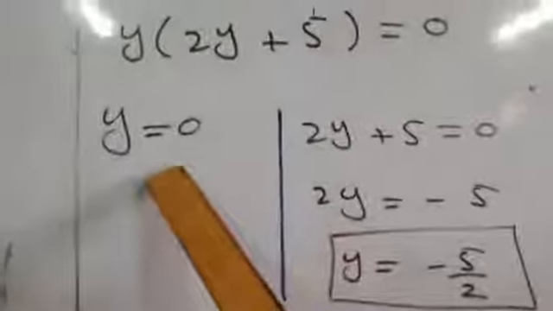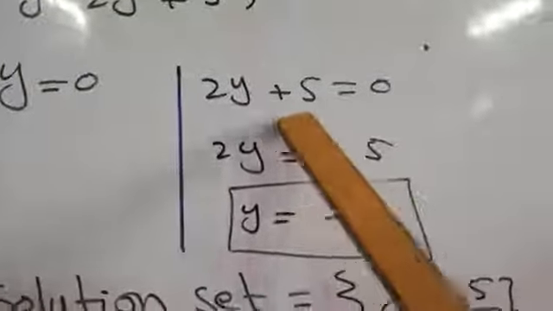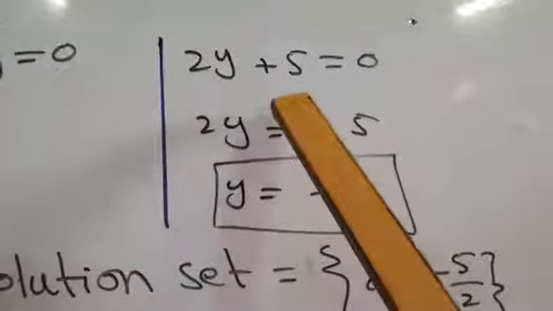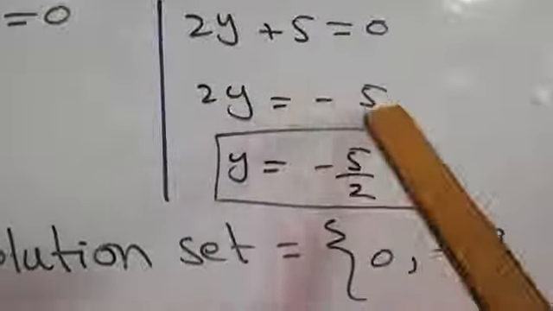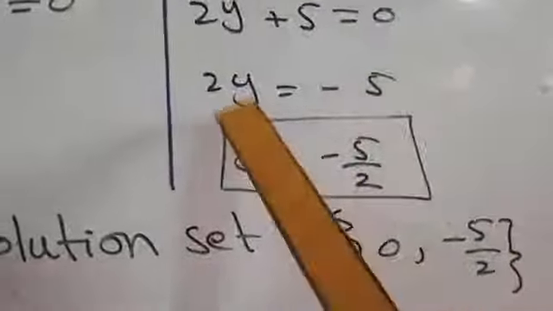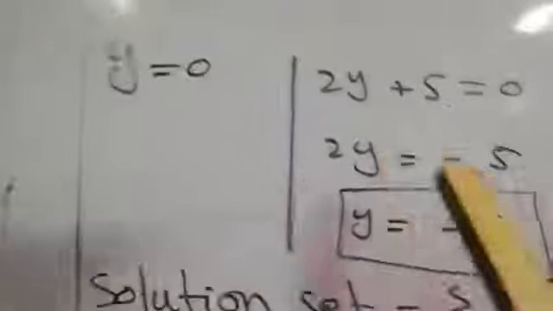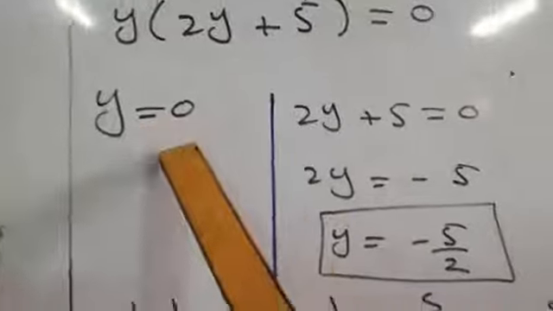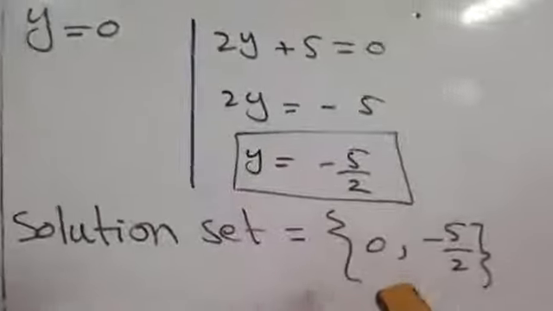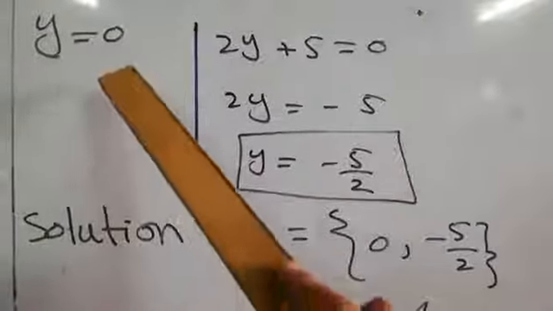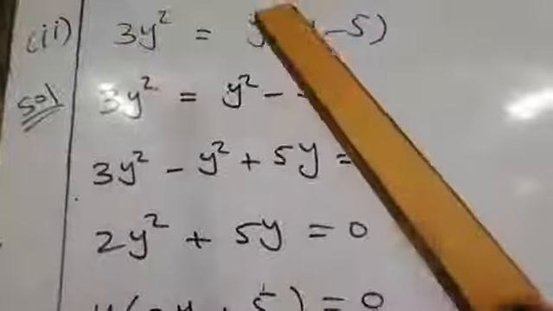There is no further solution on this side, so we will move to this side. 2y plus 5 equals 0. We will write the inverse of 5 on the right hand side and get minus 5. 2y equals minus 5. We will divide the equation by 2 and get y equals minus 5 by 2. Now we have two values of y which cannot be further solved. So this is a solution set. The solution set is 0 or minus 5 by 2, meaning these two values will satisfy the equation.